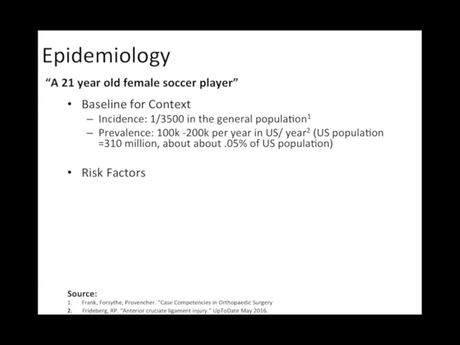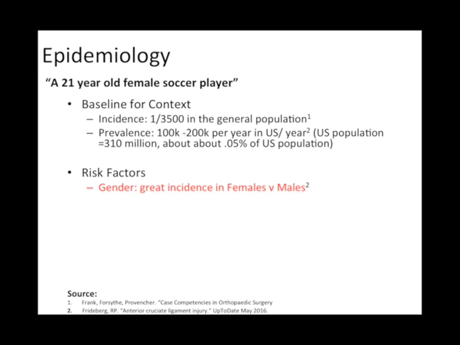First identifying element of an HPI, you might be wondering, were there things that placed our patient at increased risk for an ACL rupture? To answer that question, we need to learn more about epidemiology. Baseline for context, the incidence of ACL rupture is 1 in 3,500 in the general population. The prevalence is 100,000 to 200,000, and there are known risk factors.